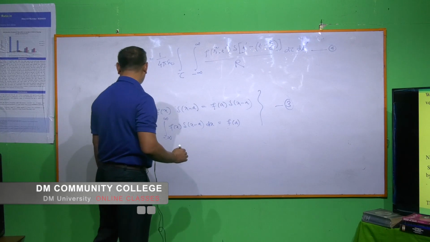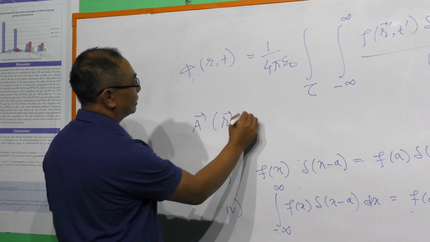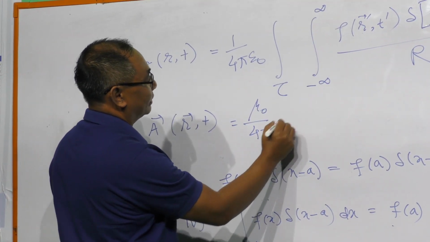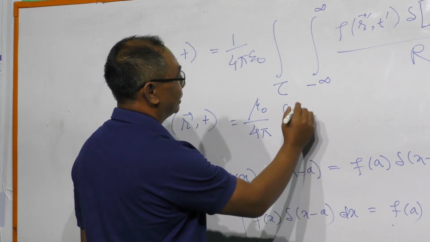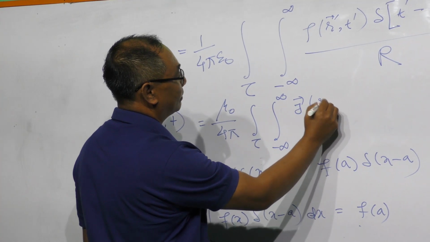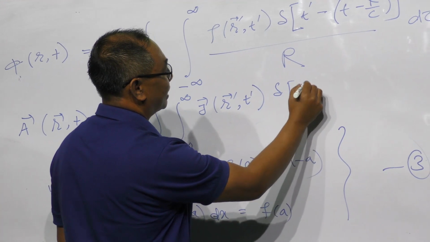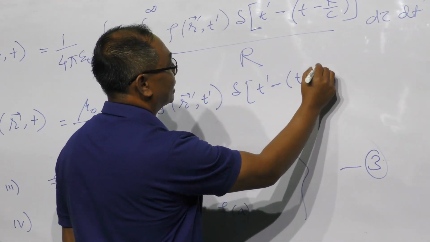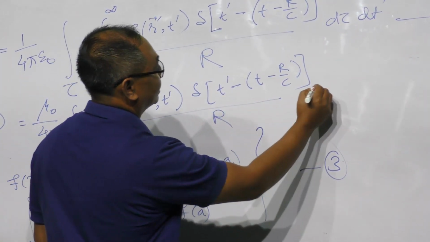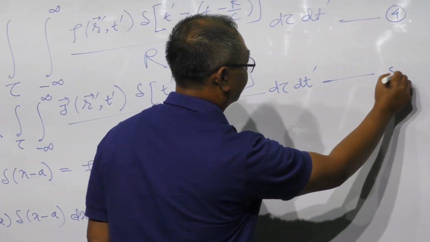Similarly, the vector potential A(r) equals mu naught/(4 pi) integral over volume tau, integral from minus infinity to plus infinity, of J(r', t') delta(t' - (t - r/c)) divided by r d tau dt'. I call this equation number 5.